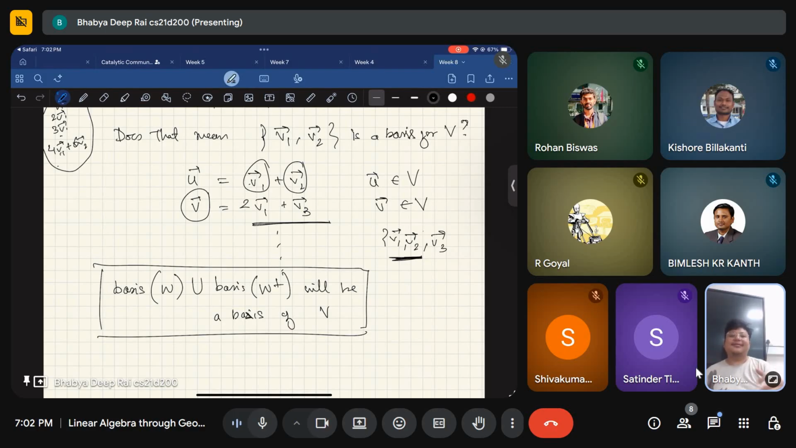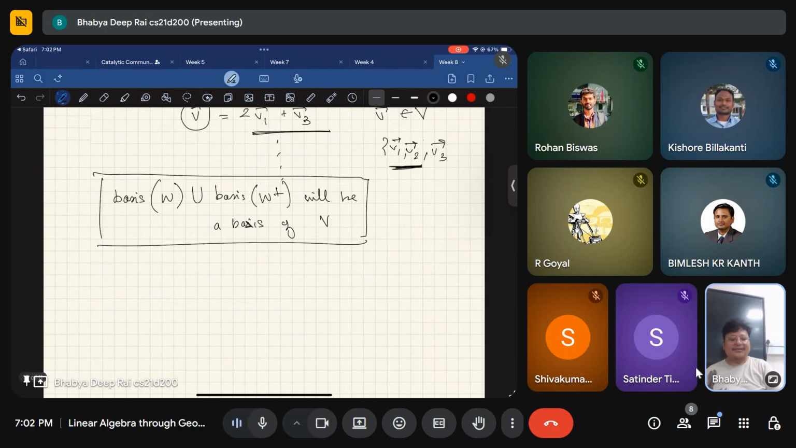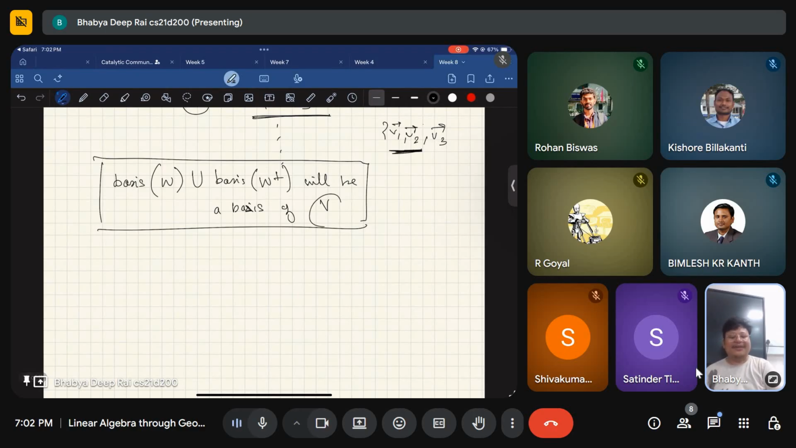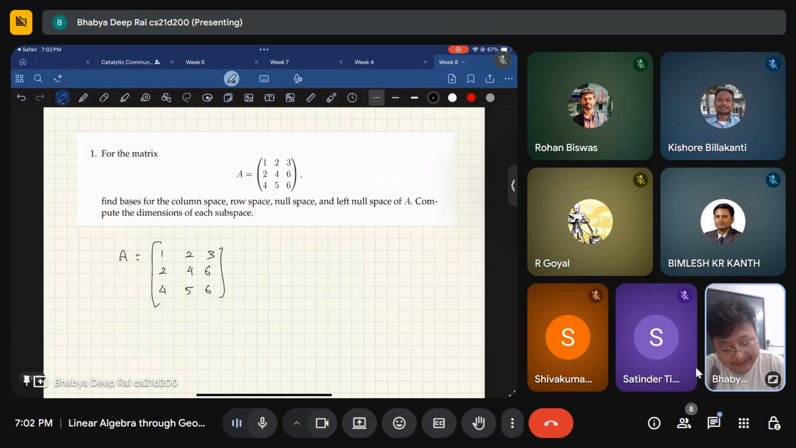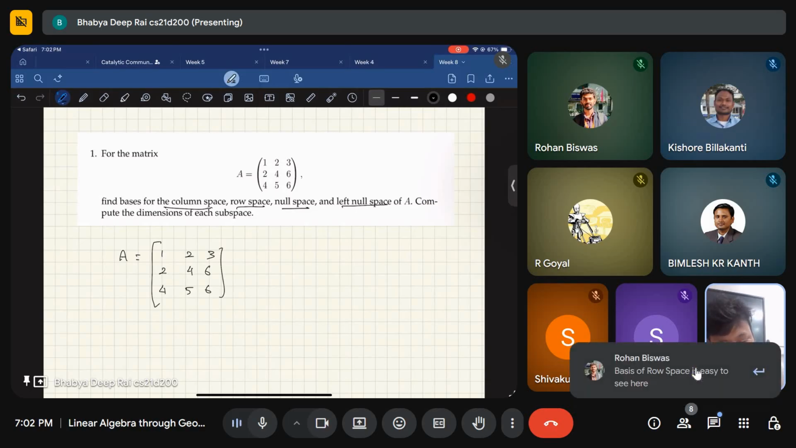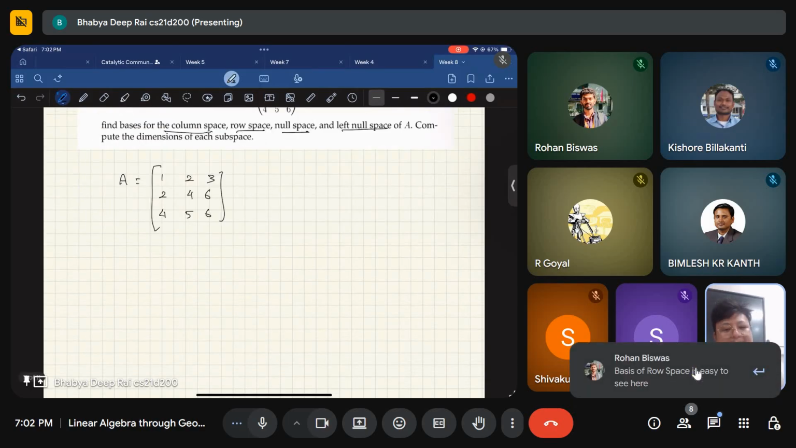Okay, and that's a nice way to see how the basis of V can be partitioned. But anyway, let's look at this question. They are saying find the basis for column space, row space, null space, left null space. Okay, so let's quickly do that. Find the basis for column space.